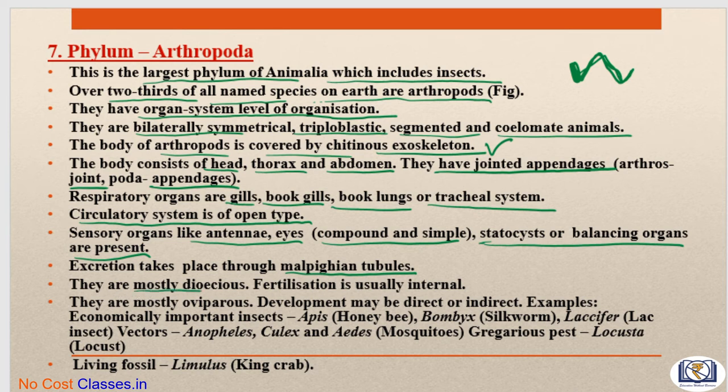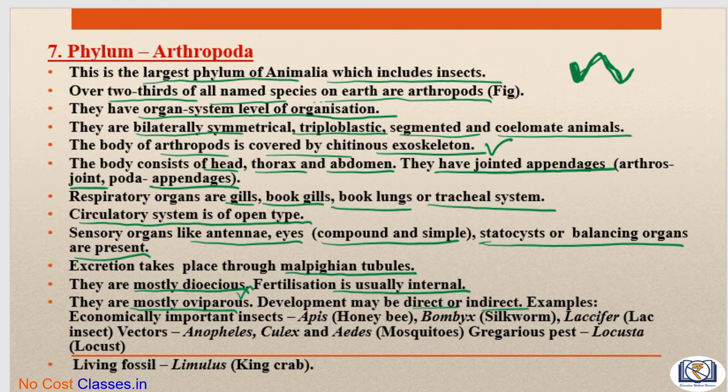They are mostly dioecious in nature. The fertilization is usually internal. They are mostly oviparous. And the development may be direct or indirect. Okay. Now they lay eggs. That is why they are into the category of oviparous.